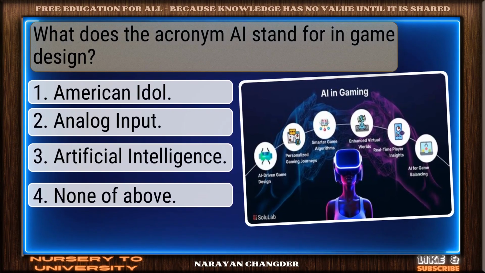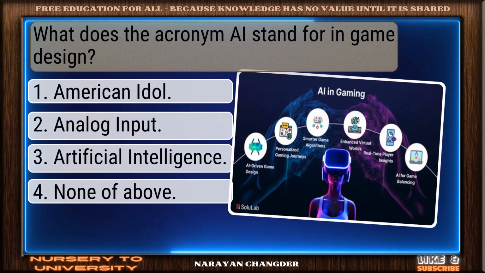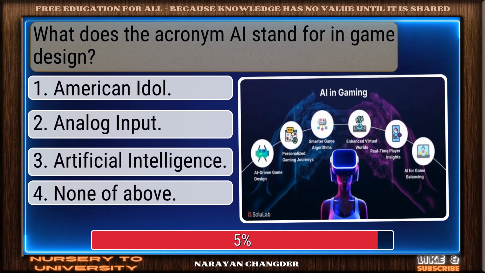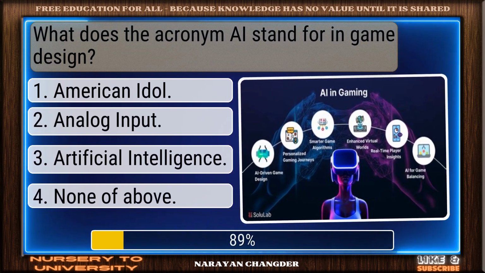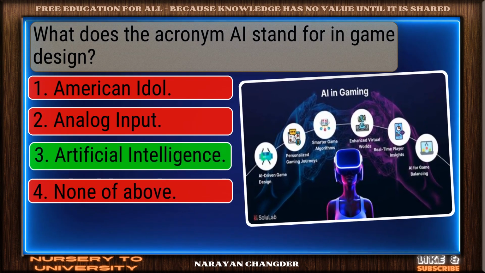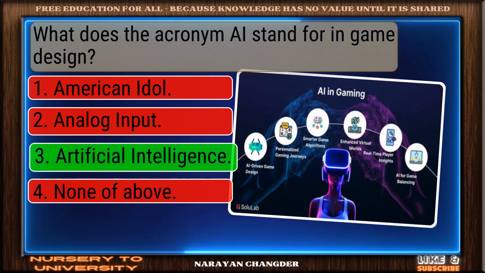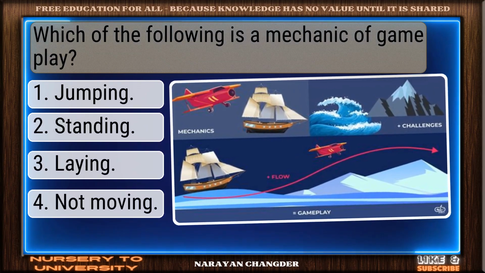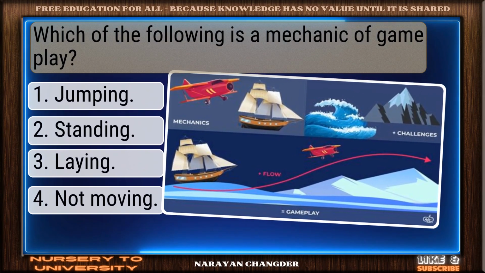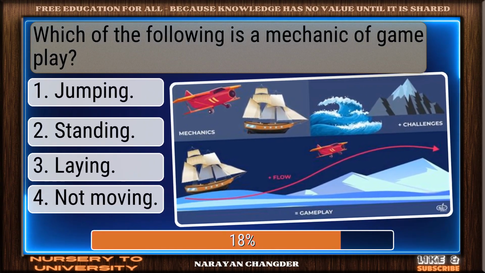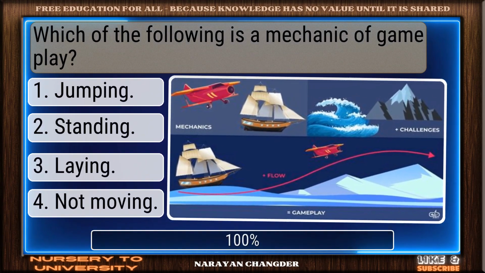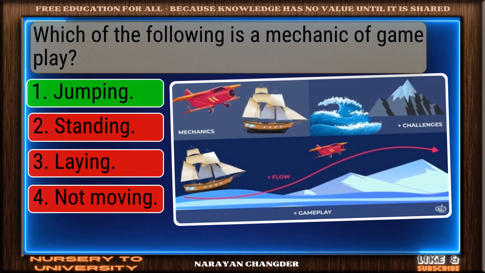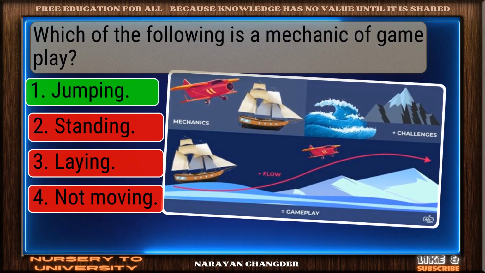Question number 13. What does the acronym AI stand for in game design? Smart move. Artificial intelligence is an accurate answer. Question number 14. Which of the following is a mechanic of gameplay? Exactly. Jumping makes sense and it is the right choice.